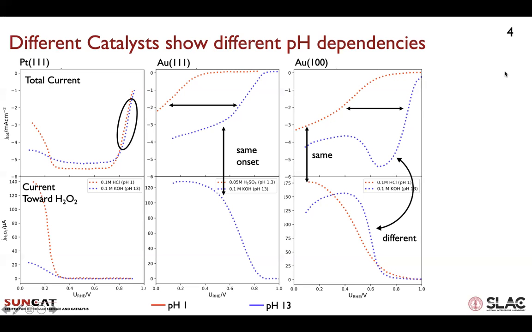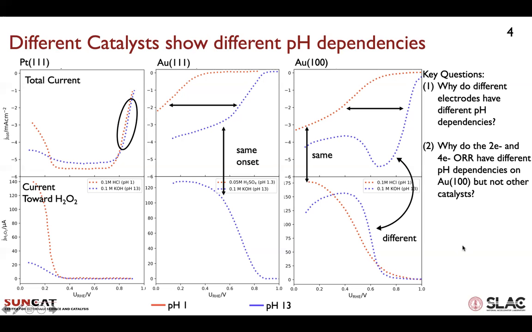So this raises two main questions that we want to get to by the end of this talk. The first is, why do different electrodes have different pH dependencies? So why does platinum have a very small one while the gold surfaces have much larger ones? And the second is, why do 2-electron and 4-electron oxygen reduction have different pH dependencies on catalysts like gold 100, as shown here on the right, but not on catalysts like gold 111 or platinum 111?